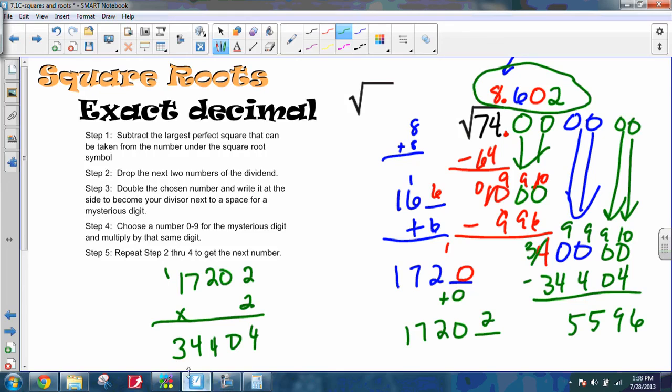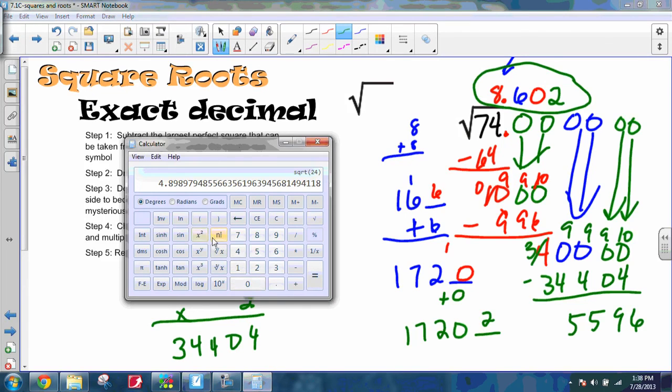So let's see our calculator, see how we did. So 74, take the square root, 8.602. There we go, our exact decimal.